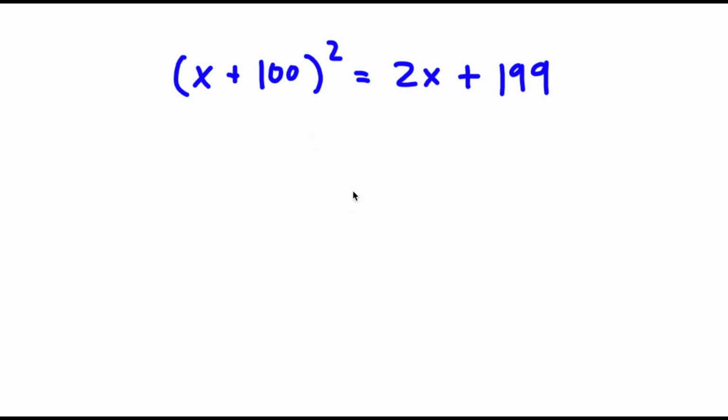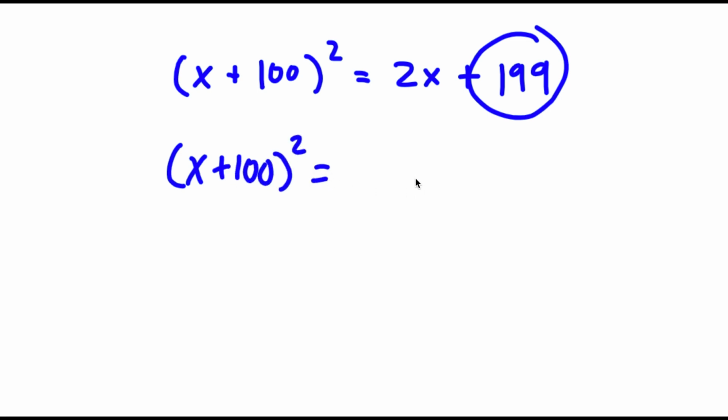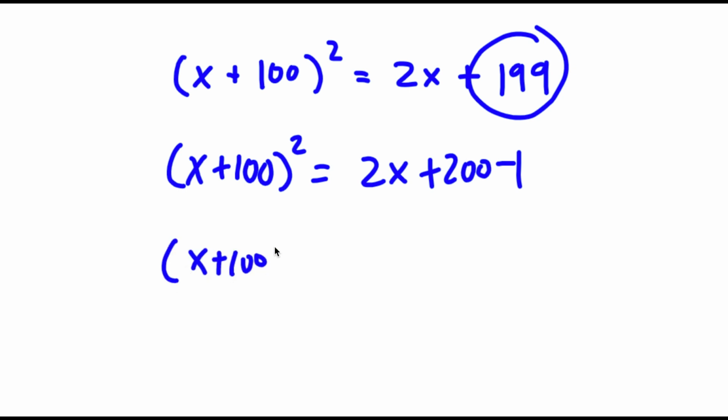Alright, so in this problem, I have x plus 100 squared is equal to 2x plus 199. So to solve this, I'm going to first start by rewriting 199 here as 200 minus 1. So now I have x plus 100 squared is equal to 2x plus 200 minus 1. Now from here, I can factor out 2 from 2x plus 200. So now I have 2 times x plus 100 minus 1.